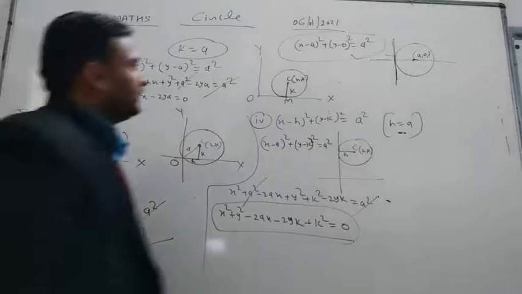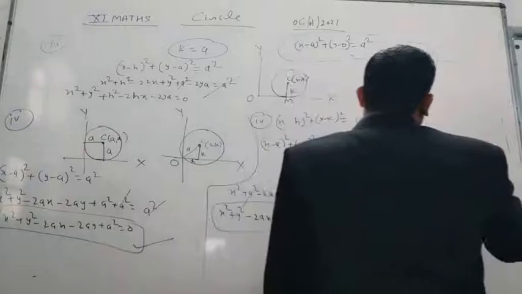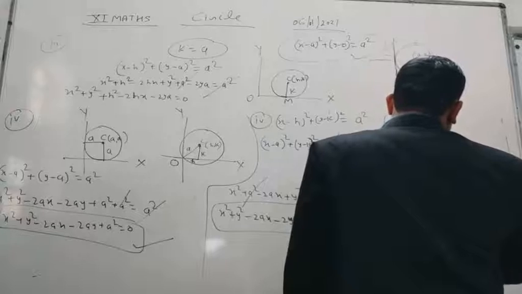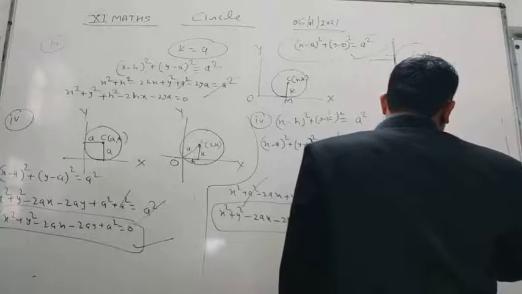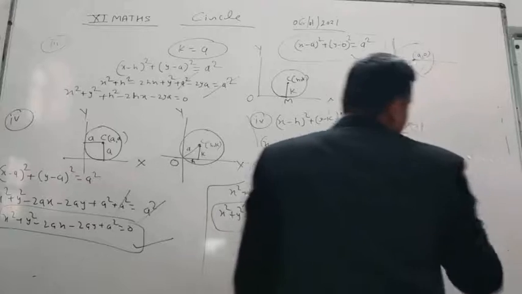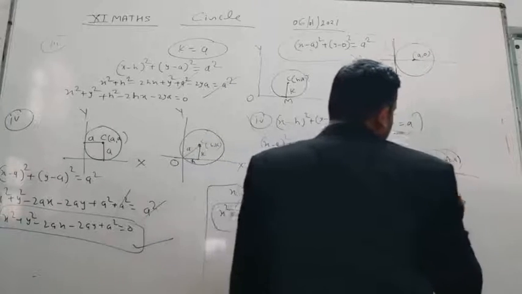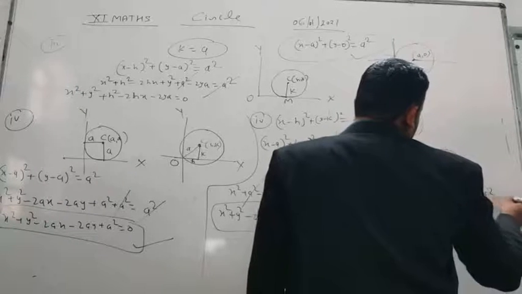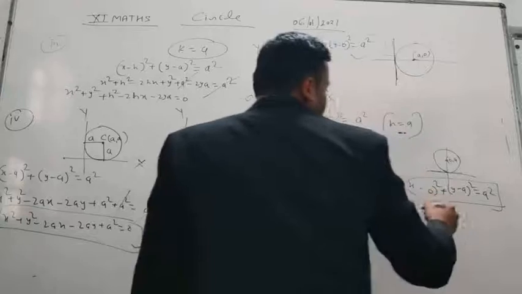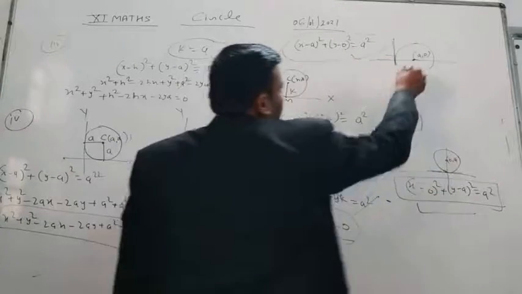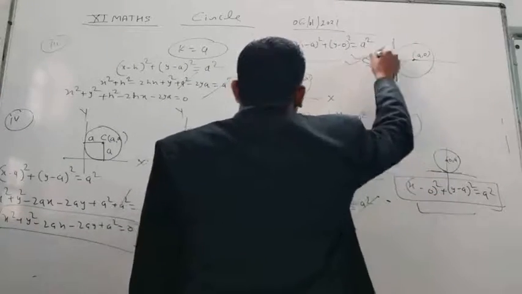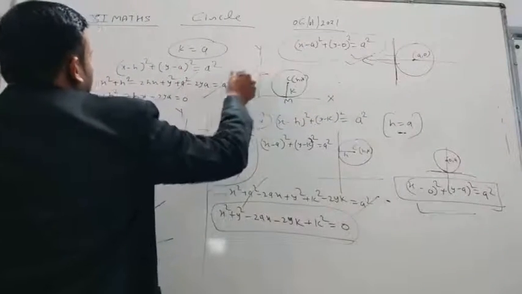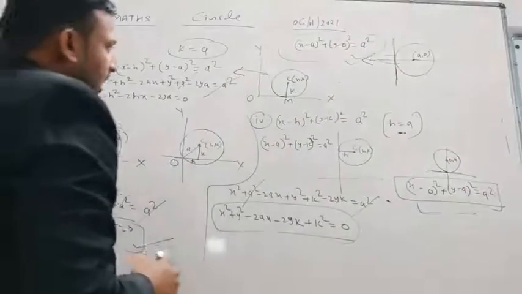And student, in the last case, when the circle passes through the origin and center is on y axis, then the equation of circle will be (x minus 0) whole square plus (y minus a) square is equal to a square. In this case, equation of circle is this.